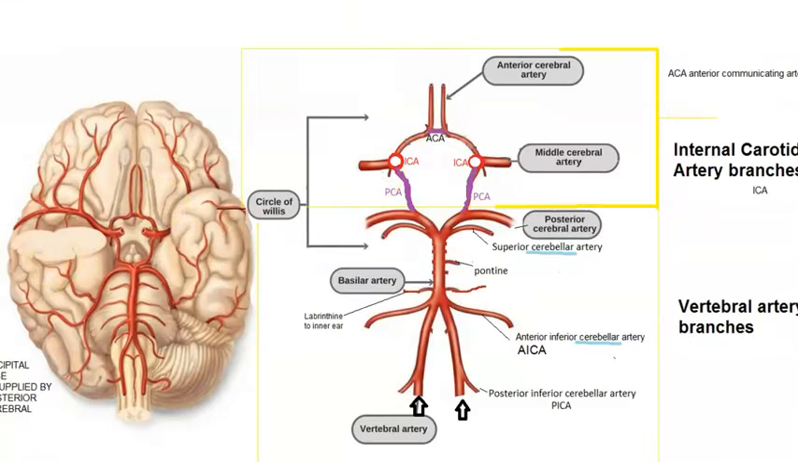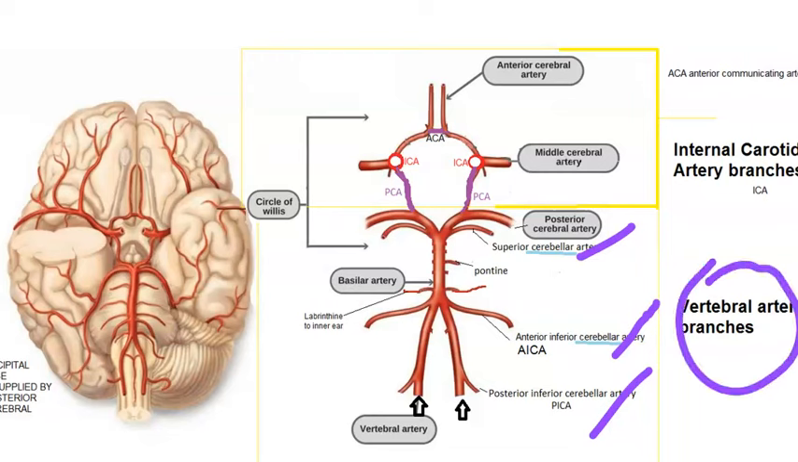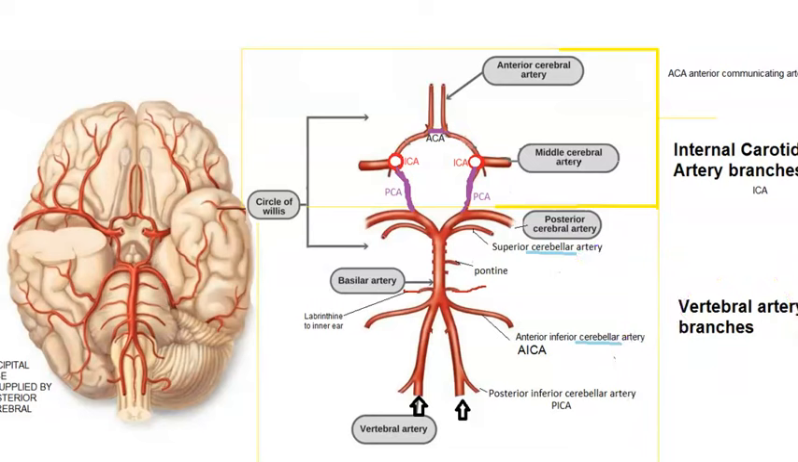Here you can see that all these are the cerebral arteries. Cerebellar arteries are coming here: superior cerebellar and inferior cerebellar, and in the inferior you have anterior and posterior. Mostly all the cerebellar arteries are coming from the basilar artery and the vertebral artery. The cerebral part is mostly coming from the internal carotid artery.